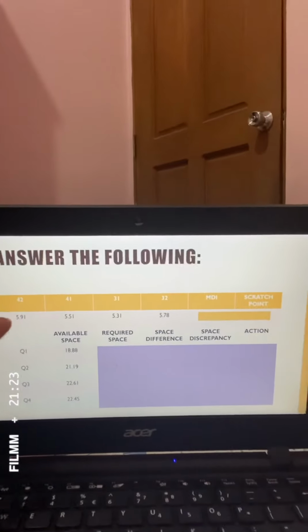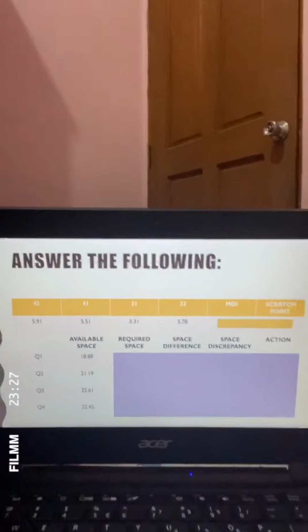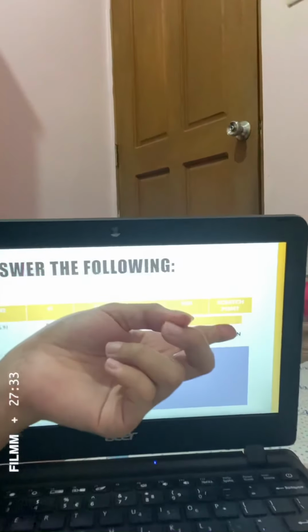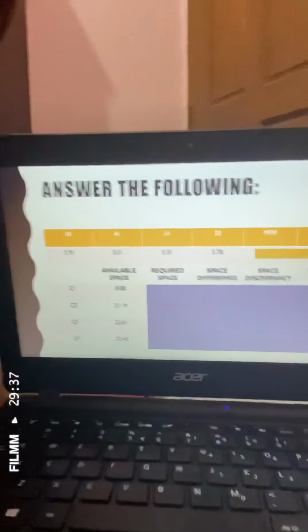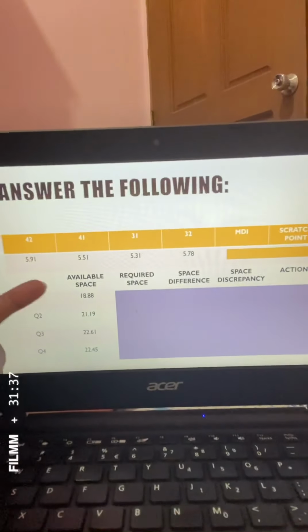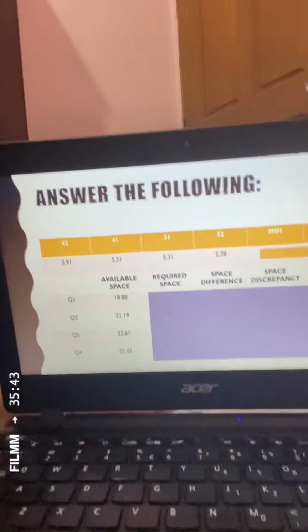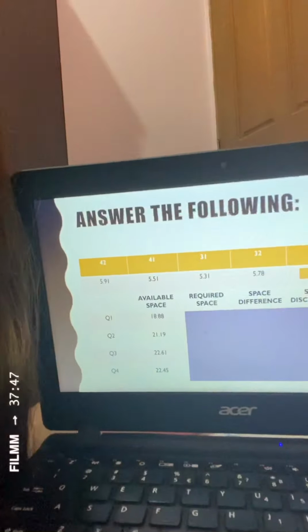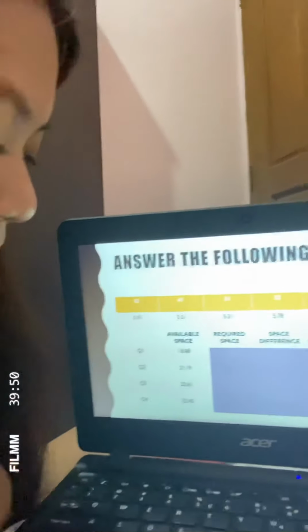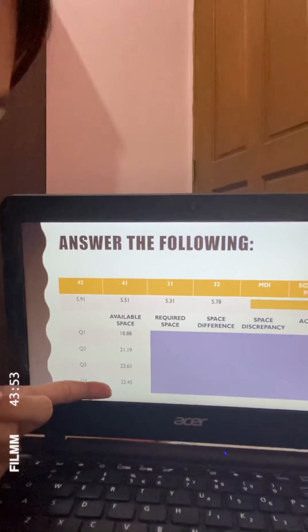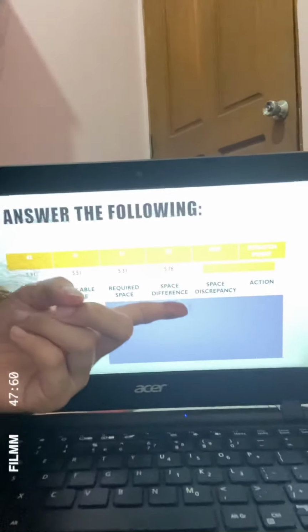He gave us the measurement of each incisor to get the MDI and the scratch point. Also, he gave us the available space. Available space is the measure of the distance of the scratch point to the mesial surface of the permanent first molar. Here, he gave us this one, and we need to solve the required space, the space difference, space discrepancy, and the action.